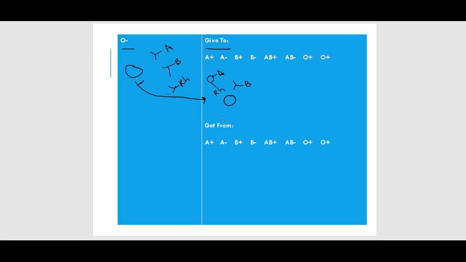No, right? This antibody against B would not find its surface antigen. There are no surface antigens present, so the antibody isn't going to have a problem at all. So yes, we could give the O negative blood to A positive blood. Let's look at A negative blood.